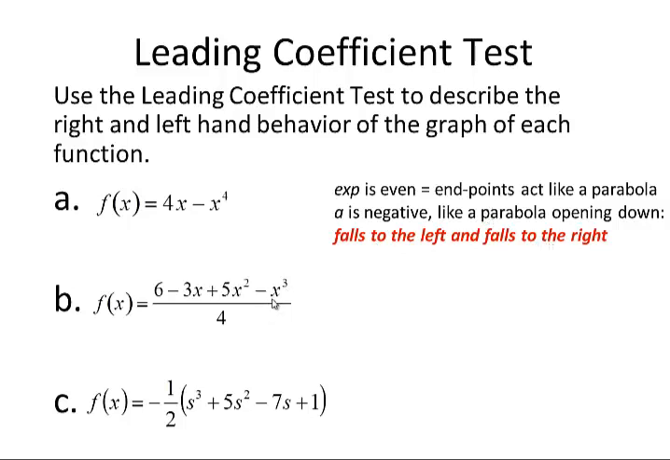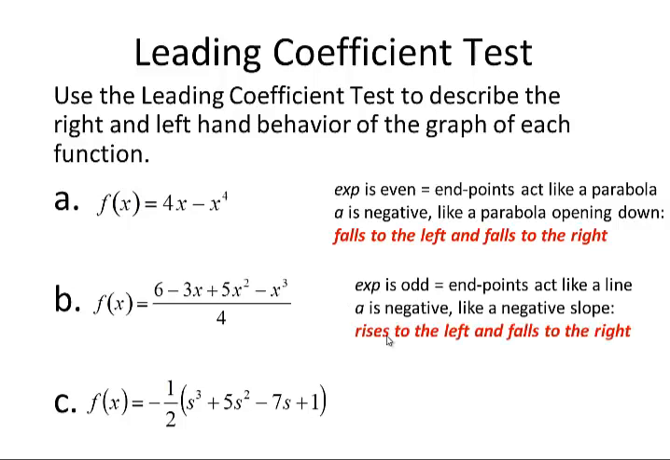What about this one? This is a negative 1/4 x cubed. So now this is going to be like a line because the 3 is odd. And the negative 1/4 means that it has a negative slope. So a negative slope is going to rise to the left and fall to the right.